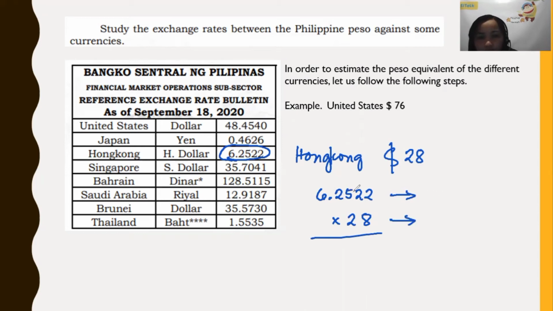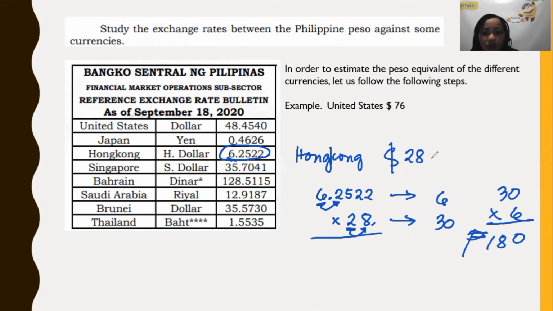So, dahil ito ay whole number, i-round natin siya sa highest place value. Ang katabi niya ay 8. So, pag 8, round up, magiging 30. At ito naman, 6, ang katabi ay 2, magiging 6 na lang siya. Round down. Or pwede natin isulat siya na 30 times 6. So we have 0, 18. Therefore, 28 Hong Kong dollars is approximately equal to 180 pesos. So this is the answer for this example.